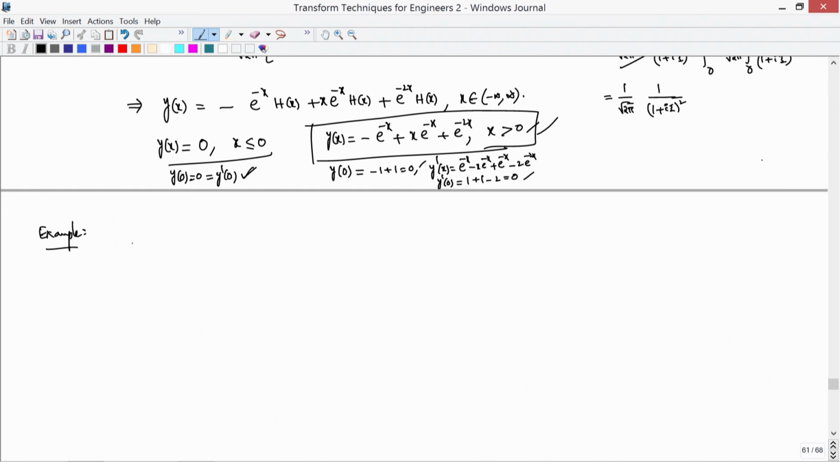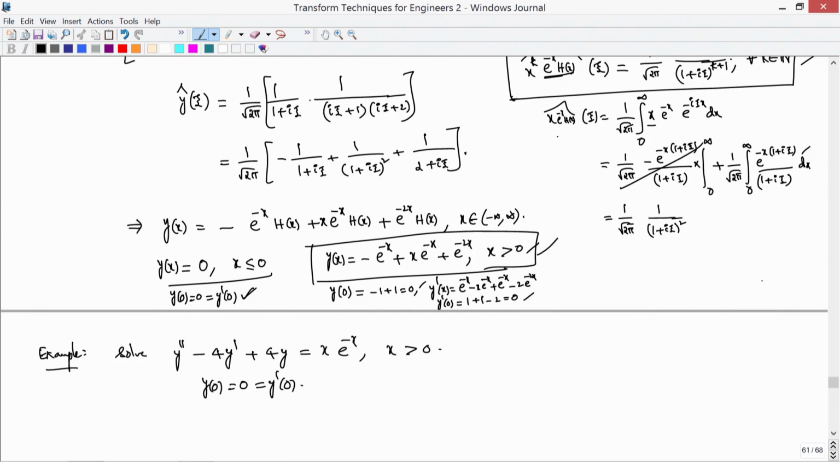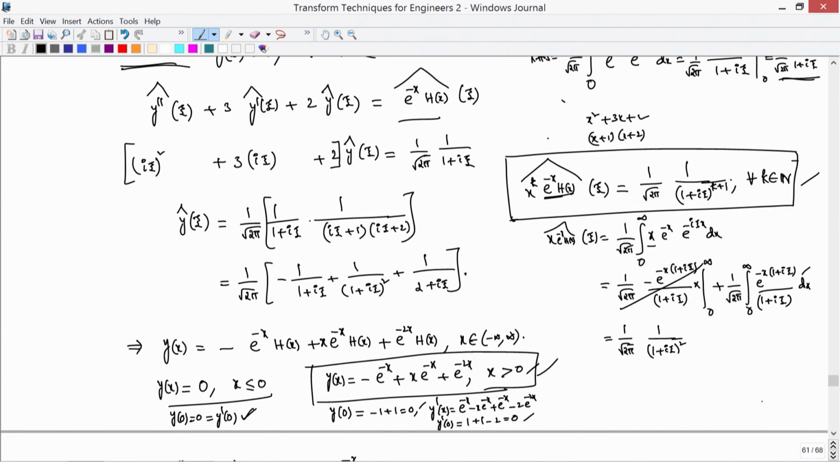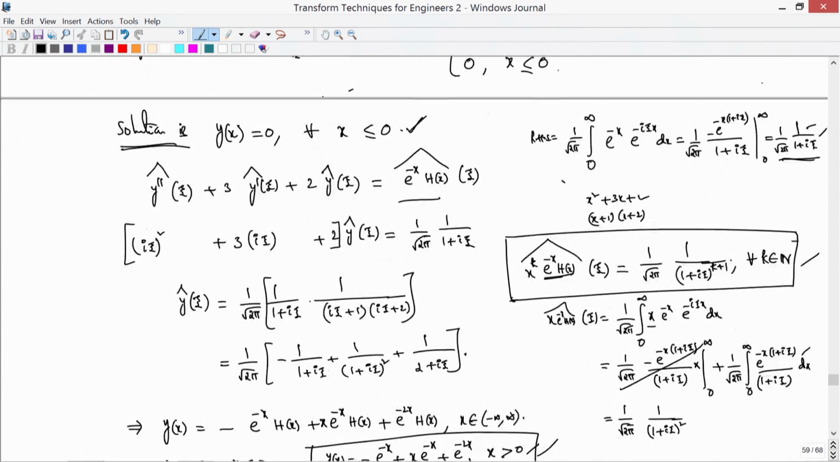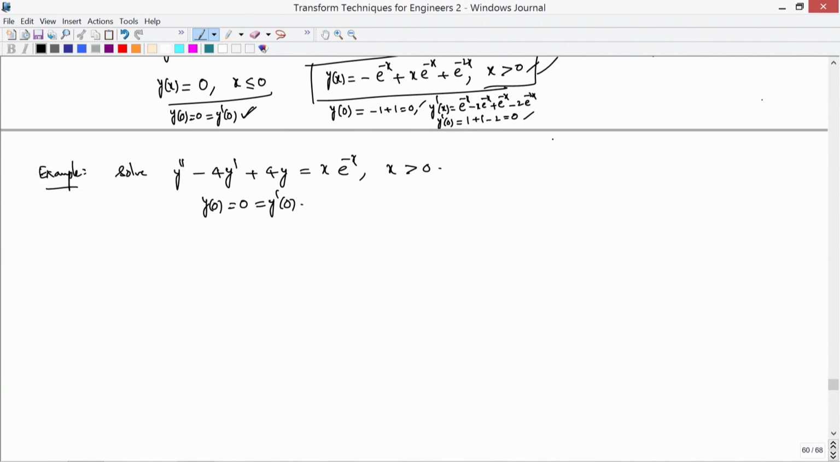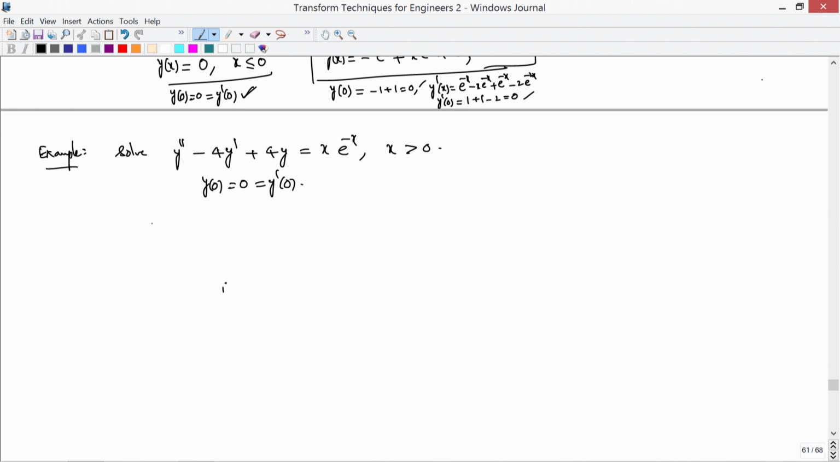One more example is solve y double dash minus 4y dash plus 4y equal to x e power minus x, x positive, and y of 0 is 0, y dash of 0 is 0. If you are given like this, the solution as usual you can proceed because it is a 0 boundary condition, you can extend this to a full real line.